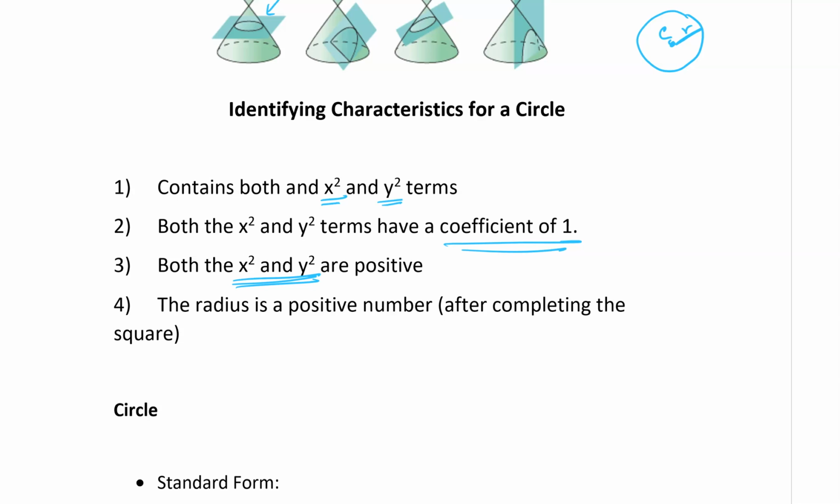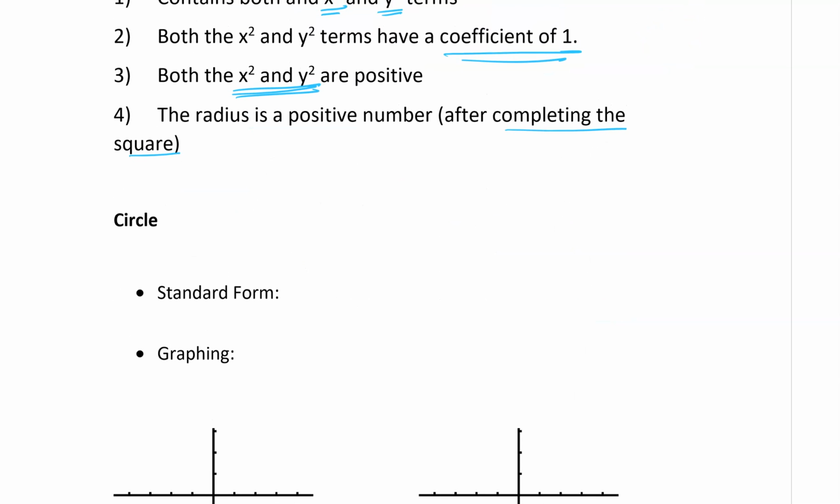And the other thing is, after you're using completing the square, oh yes, I just used that word, completing the square, your radius will always be positive. All right, so working with this, you need to know a few things about the standard form of a circle. First of all, when you work with this, it is the following. It is the quantity x minus h squared plus the quantity y minus k squared equals the radius squared.